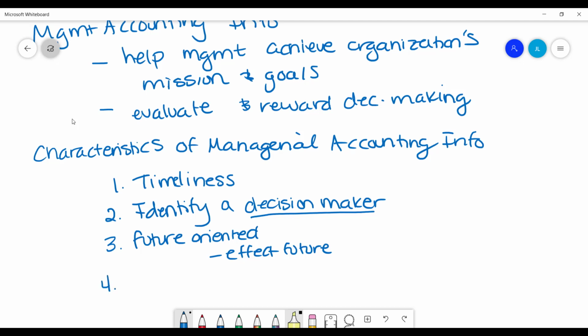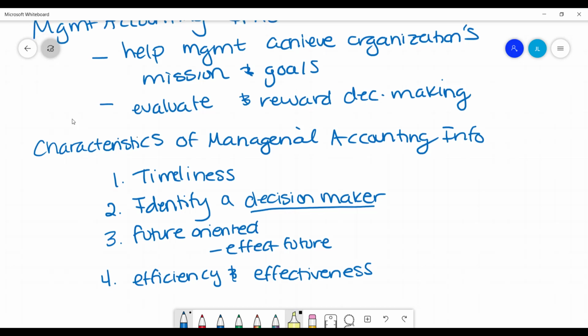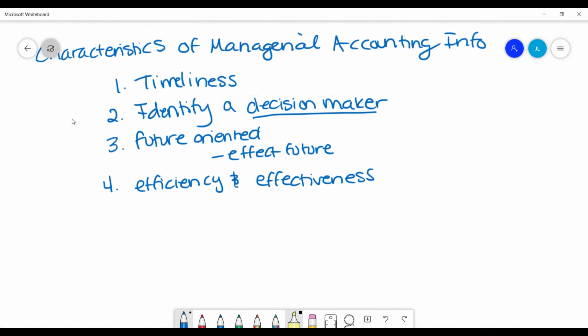It's also another characteristic of managerial accounting information is efficiency and effectiveness. Okay. A lot of managerial accounting information helps to measure how effectively and efficiently resources are being used. So with managerial accounting, which focuses really a lot with cost accounting, that's a lot of what we're focusing on with managerial accounting is really how effectively are we using these resources and how is that affecting our bottom line.